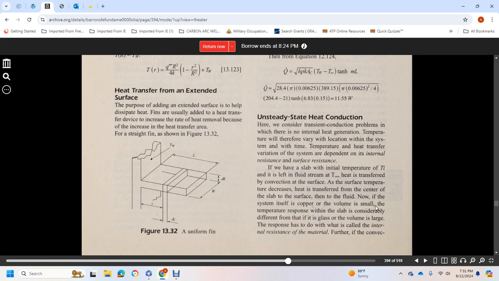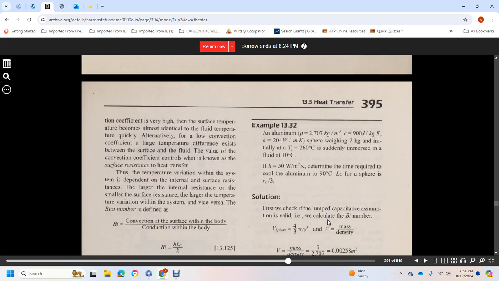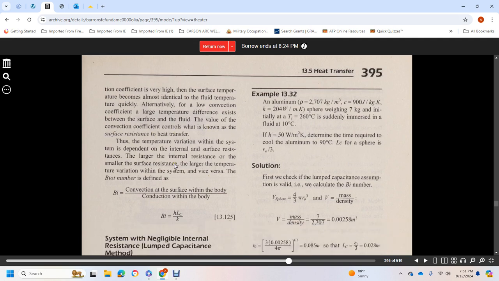The temperature response within a small copper slab is considerably different from glass, where the volume is large. The response depends on the internal resistance of the material. If the convection coefficient is very high, the surface temperature quickly becomes almost identical to the fluid temperature. Alternatively, with a low convection coefficient, a large temperature difference exists between the surface and fluid. The value of the convection coefficient controls what is known as the surface resistance to heat transfer. Temperature variation within the system depends on the internal and surface resistance: the larger the internal resistance and the smaller the surface resistance, the larger the temperature variation in the system, and vice versa.